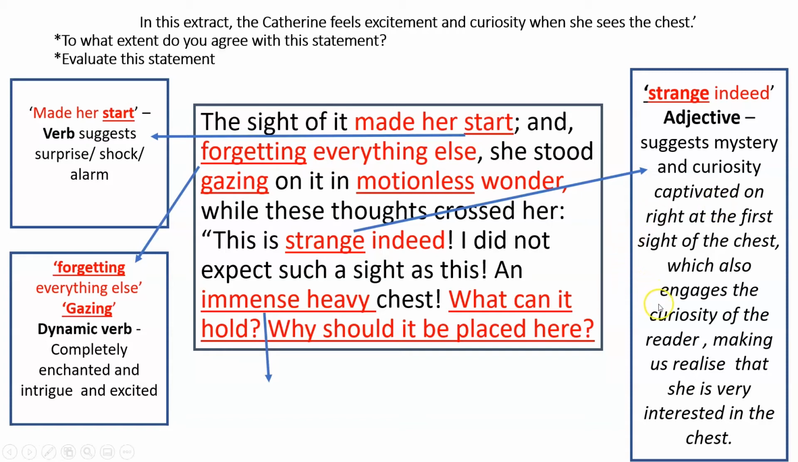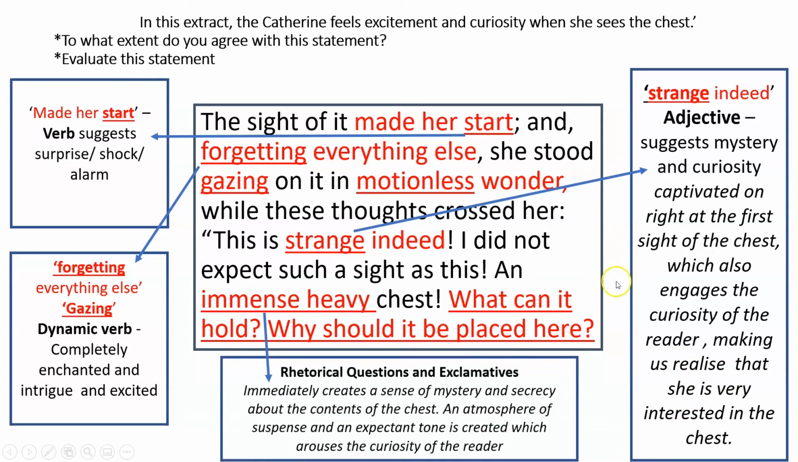And it engages the curiosity of the reader as well, because we also become intrigued. Now we're excited to know what's inside this chest. We're curious and intrigued to find out why the chest is there. What could be in this? Is it some sort of treasure? Because we also realize she is very interested in the chest.